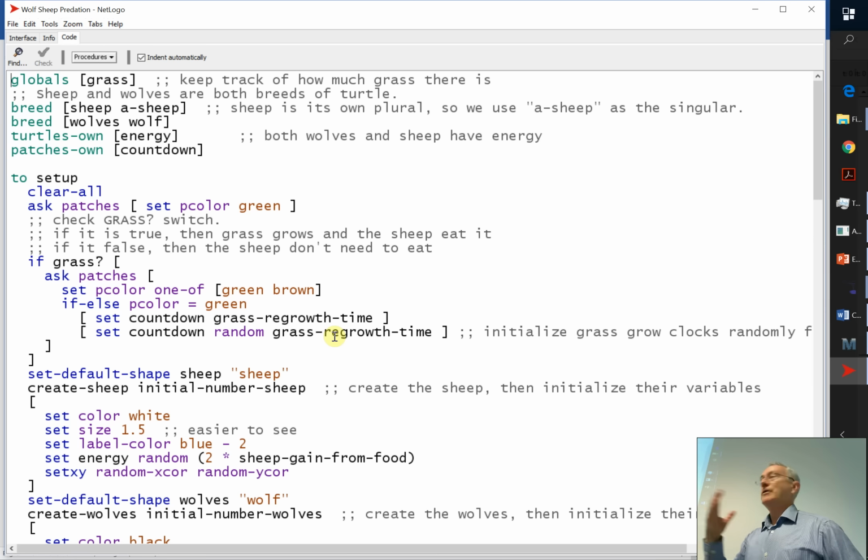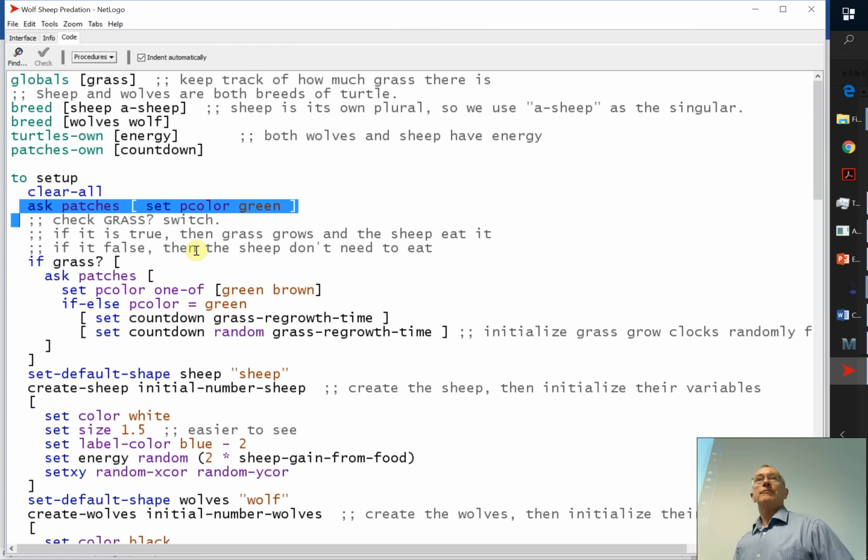So it looks strange when you look at it, but it's beautifully object-oriented. It's telling the objects what to do in different circumstances, and then you simulate the model. So the entire program: clear all, you blank the screen, ask the patches to set the colour to green. If grass is actually modelled, then the grass grows and the sheep eat it. And if it's false, then the sheep don't need to eat.